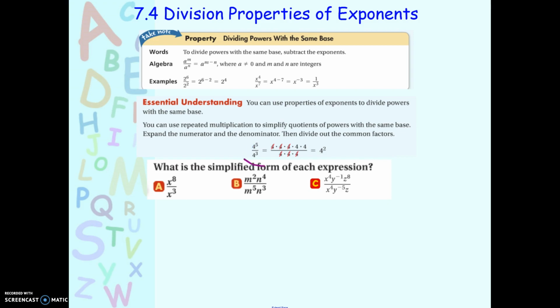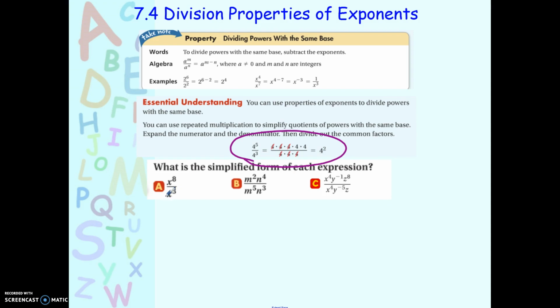If you notice this problem down here, you have 4 to the 5th divided by 4 to the 3rd. If you were to write this out in expanded form, you have 4 times 4 times 4 times 4 times 4 over 4 times 4 times 4. So if you cancel out what they have in common, you're only left with 2 4s on the top of the fraction, which means it's 4 squared over 1, or 4 squared. So if you were to just subtract those exponents, 5 minus 3, you would again get 4 squared.